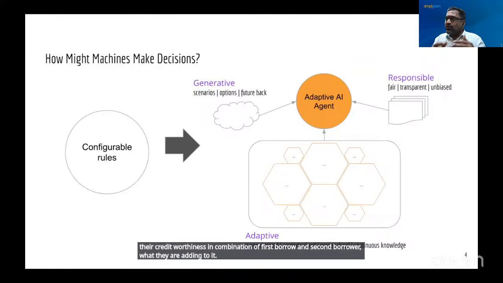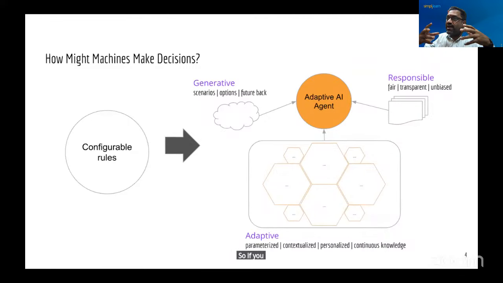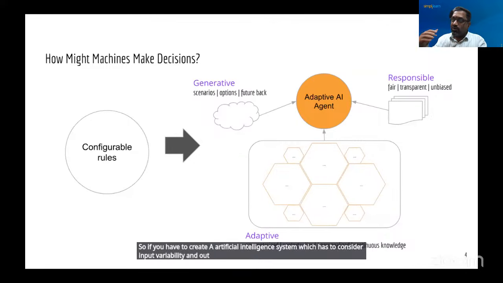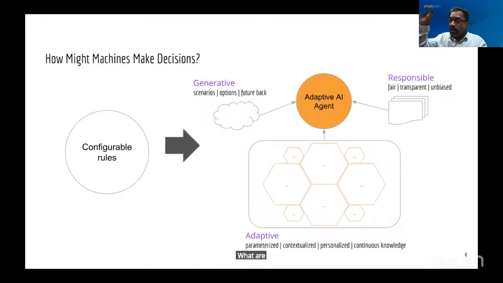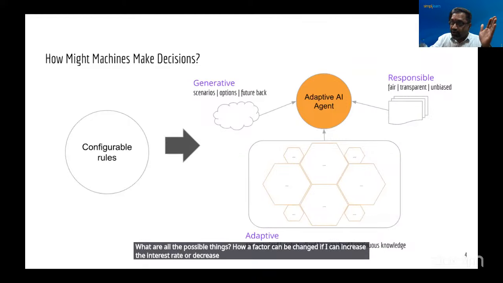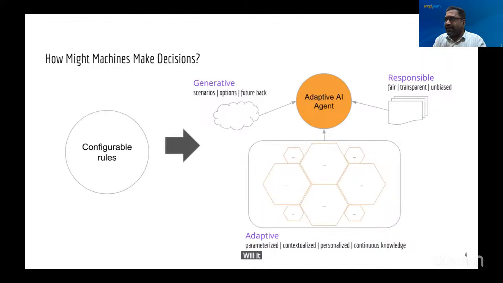And you need to evaluate their creditworthiness in combination of first borrower and second borrower, what they are adding to it. So if you have to create an artificial intelligence system which has to consider input variability and output variability, output also sometimes has to be a yes or no. Sometimes you have to say what are all the possible things, how a factor can be changed. If I can increase or decrease the interest rate, reduce the period of the loan, or change the amount of the loan, will it fit the given requirement?